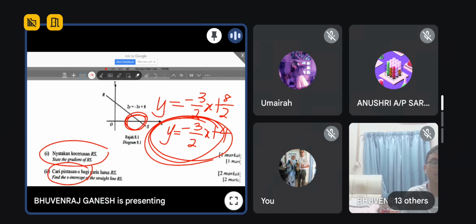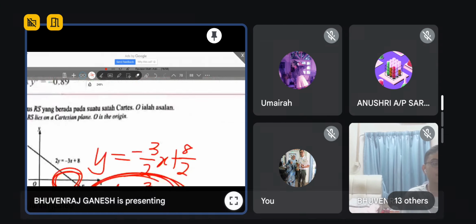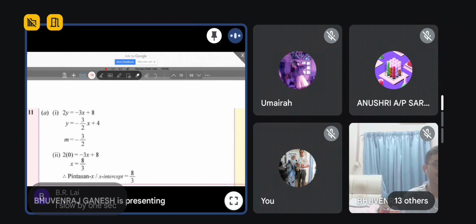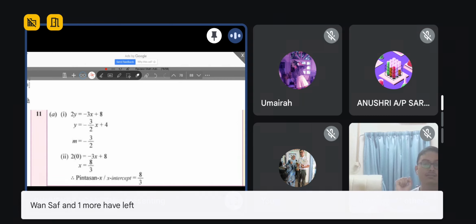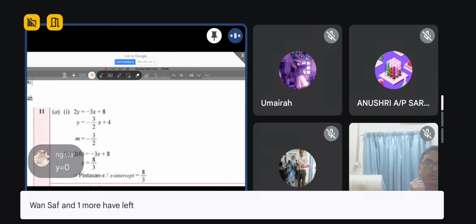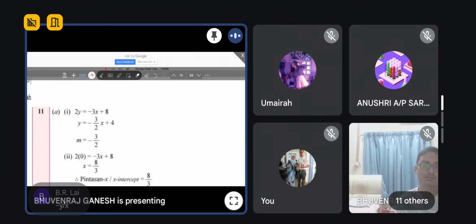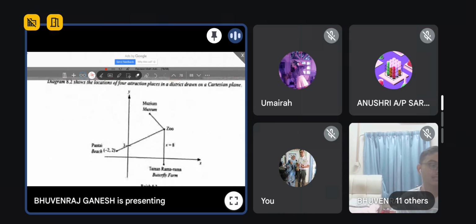Okay, so the answer is 8/3, guys. So how to get 8/3? If they ask you x-intercept, bila tanya pintasan x, what is the assumption we make, guys? Kita akan anggap y equals to 0. Correct? So if y equals 0, you can solve for x. So this is your x value, 8/3. Okay? So correct.